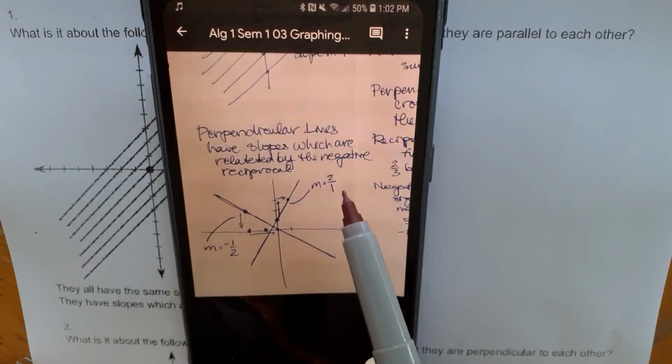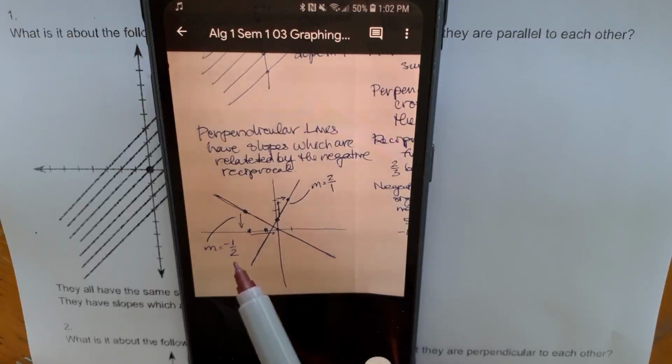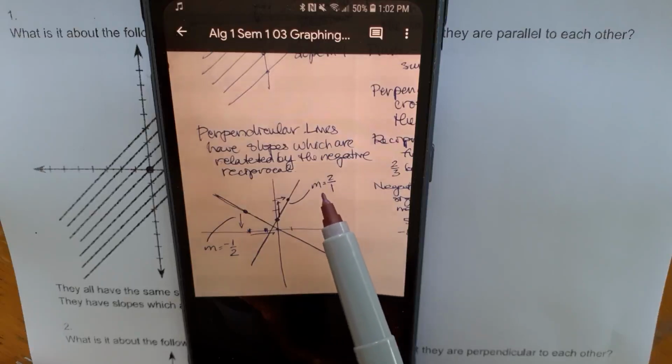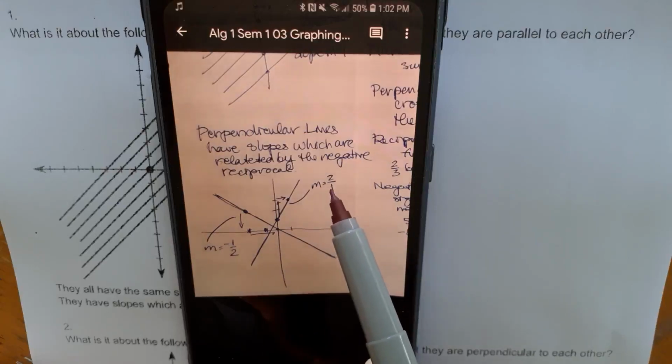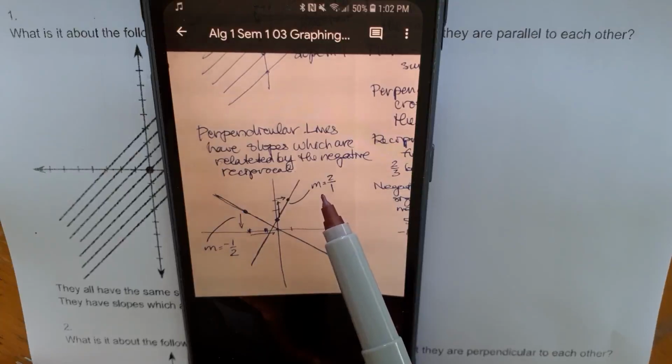A reciprocal to a fraction, say the fraction's 1/2, flipping it gives us the reciprocal. So say the 2 is in the denominator position here, now it's in the numerator. The 1 is in the numerator position, now it moves to the denominator. That's called flipping a fraction, or the reciprocal means to flip it.